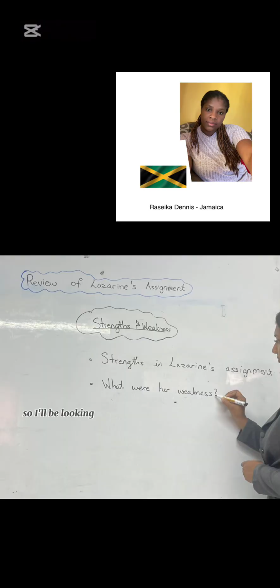So I'll be looking, Lazarine, at your strengths and weaknesses. Your first strength is that you seem to have somewhat of an understanding of what needs to be done and how the process works. What you now need is some guidance, and that's what we're here for. Your second subpoint is also a very solid subpoint, as is your second topic sentence.